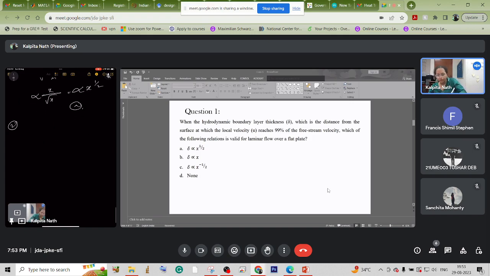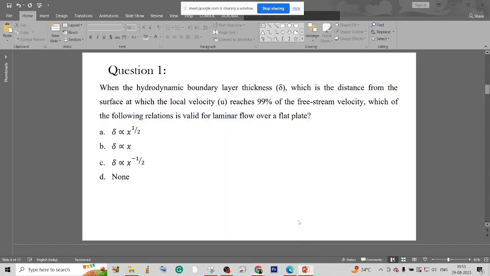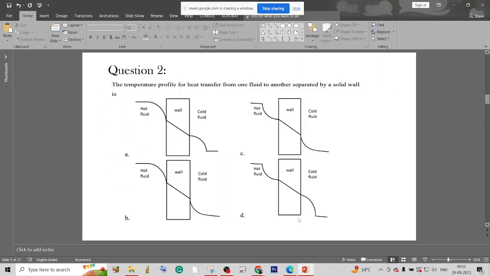Okay, now question number 2. This is a fairly simple question. These are the temperature profiles for heat transfer from one fluid to another. That is, there is a hot fluid on one side and a cold fluid on the other side of the wall. So which of the temperature profiles is the correct one? Tell me, anyone?